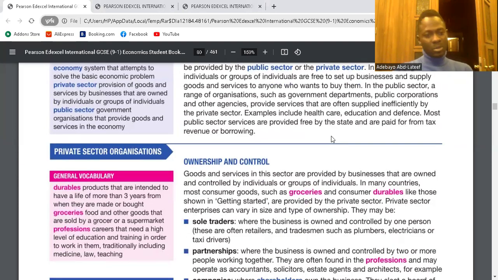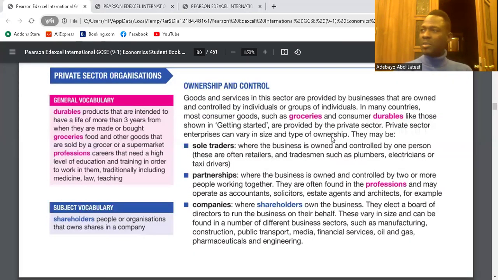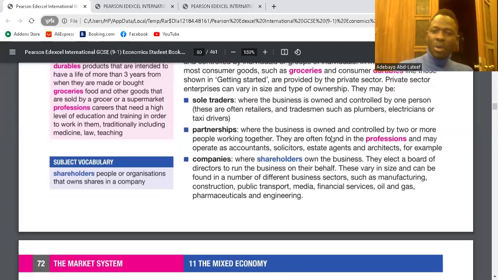So we go to the private sector organizations. We call them private sector organizations because they are owned and controlled by individuals and private firms. We have different types of private sector businesses and their ownership. A sole trader is owned and controlled by one individual who owns the business. A partnership is 2 to 20 people coming together to form a business with the aim of making profits. Companies are businesses that are owned by shareholders. Clear?